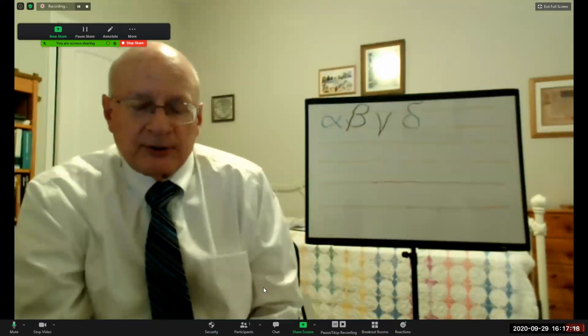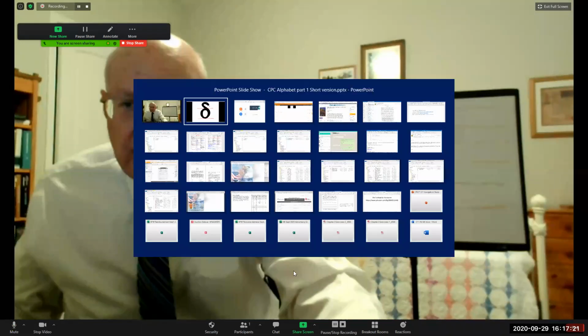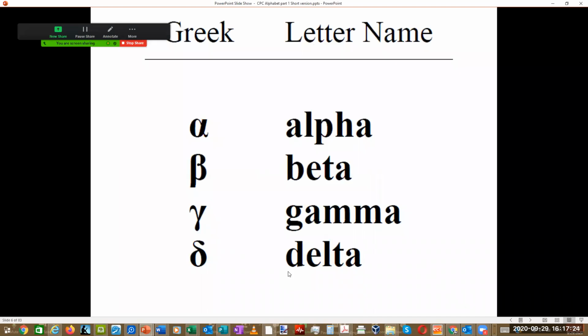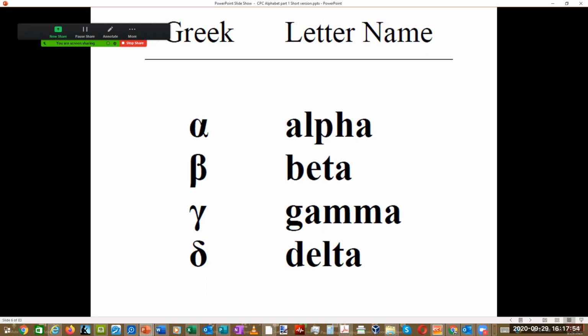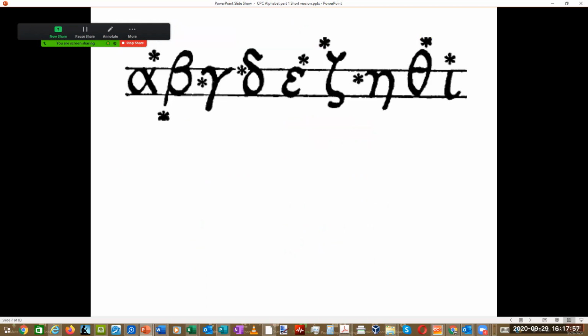So those are our first four letters. If I go back to the screen, we'll see them in the third column from the left on your page: alpha, beta, gamma, delta. So just remember to repeat these several times and get the order of the letters down. The next letters, the next 4.